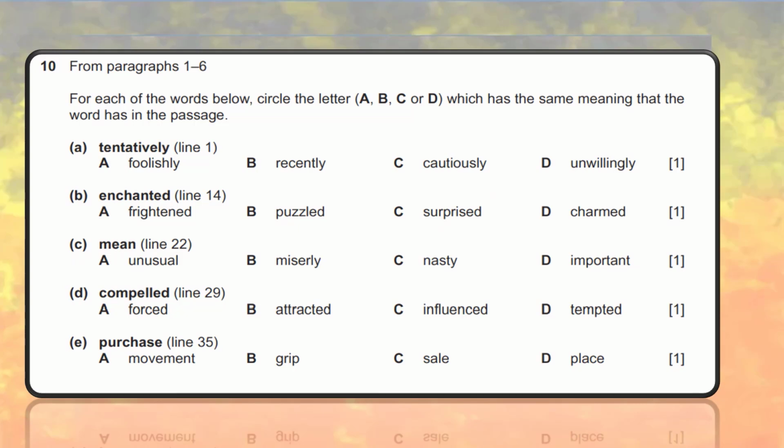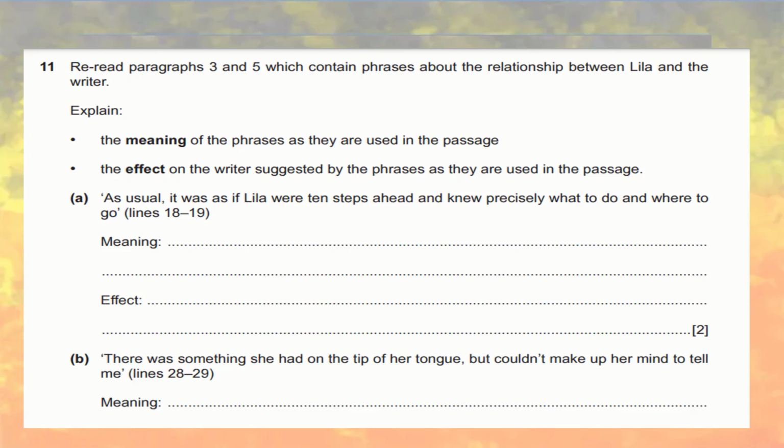So now I would like to discuss with you the part of the paper which is having the meaning and effect part. Here we have been given a phrase from the passage, and we are to give the meaning of that particular passage and the effect. So first of all, the line number is given 18 and 19. As usual, it was as if Leela were 10 steps ahead and knew precisely what to do and where to go. The one thing is that you have to tell the meaning. Okay, simply you will tell what it means.